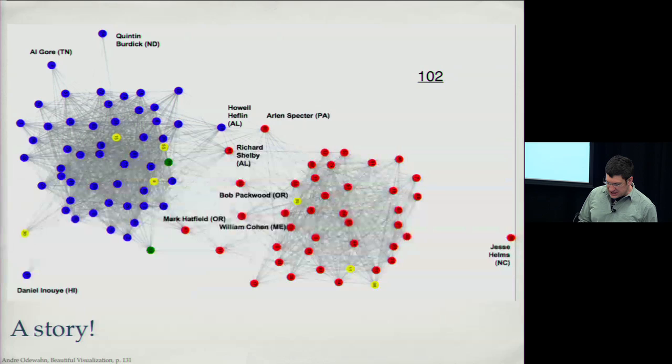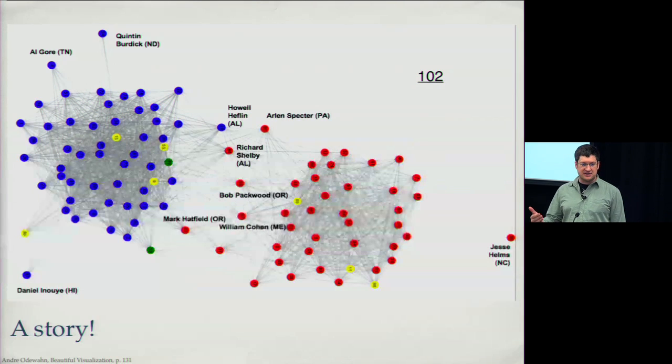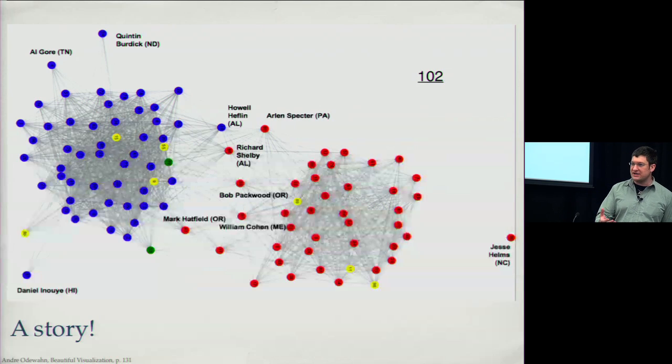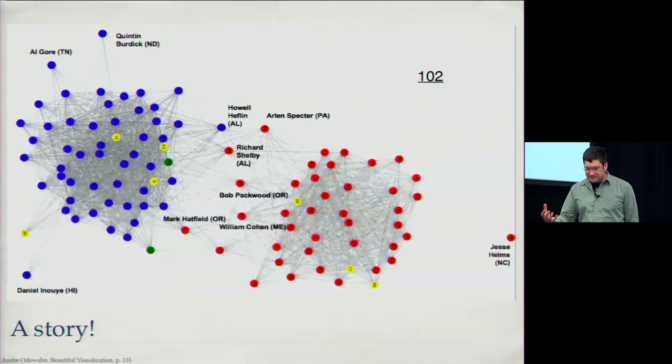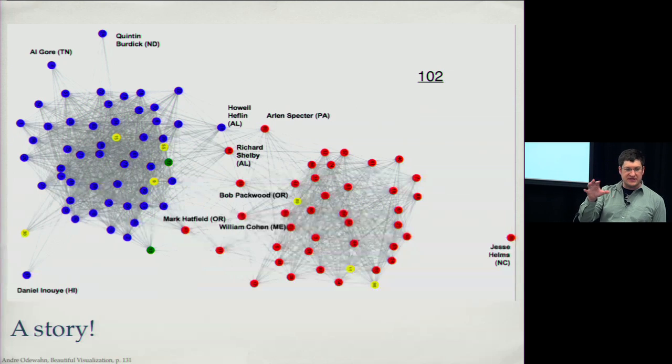Arlen Specter, Richard Shelby, Bob Packwood from Oregon, who was a remarkably consistent Republican, consistent in his moral stance, which is to say, he was a Republican, he was against abortion, he was also against the death penalty, and also against the Vietnam War. So very moderate in a way that we don't tend to see anymore. Positions like that put him in the middle between these parties. So this is not just which senator is in which party or where they are from, but it tells you something about how they are behaving.